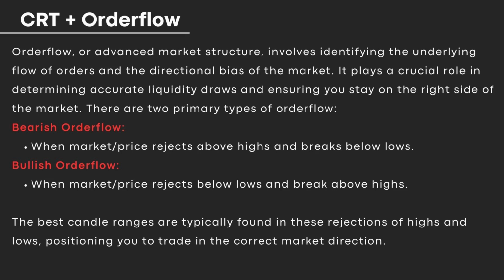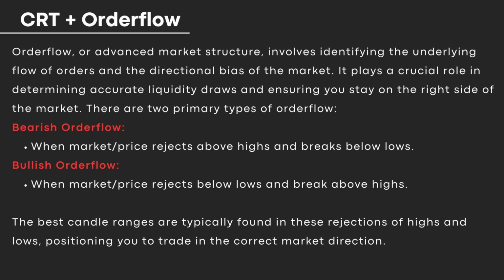A bearish order flow is when price is consistently rejecting above highs and breaking below lows. This type of order flow or advanced structure is what we call bearish order flow, and in this case your objective would be to find only bearish candle ranges and look for trades in the direction of the higher time frame down liquidity, which is going to be bearish.